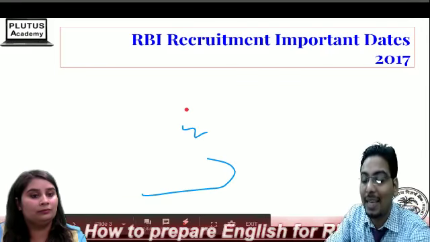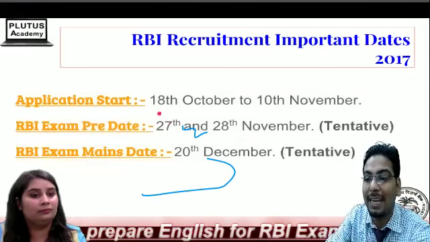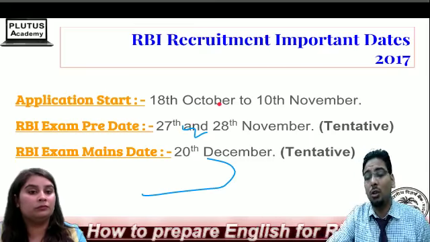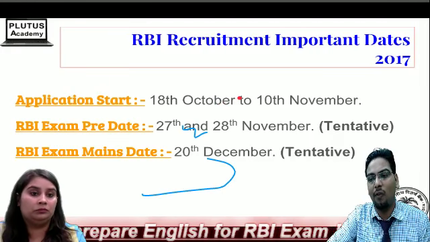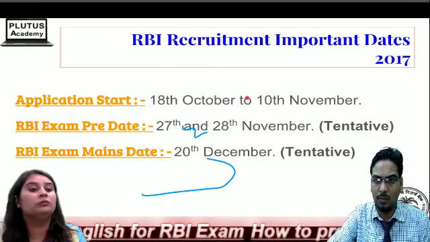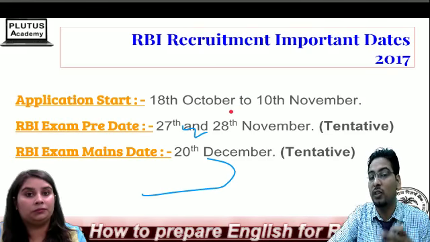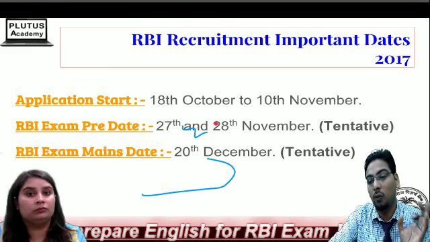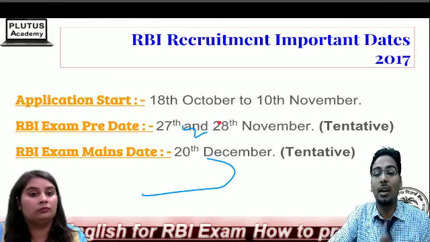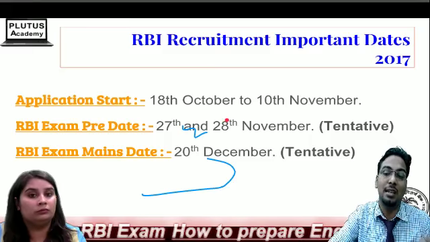Important dates of the RBI exam: 18 October to 10th November is the application form filling date. So I request all the students not to wait for 10th November to fill the form. Fill the form as soon as possible, because at the last moment you do not get the centre which you want or which you are focusing on. You get only the allotted centre, which cannot be changed at the last stage.